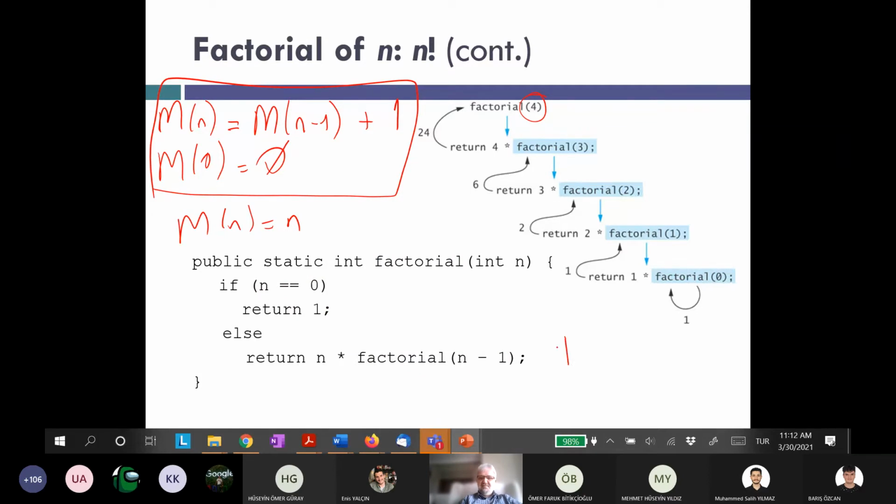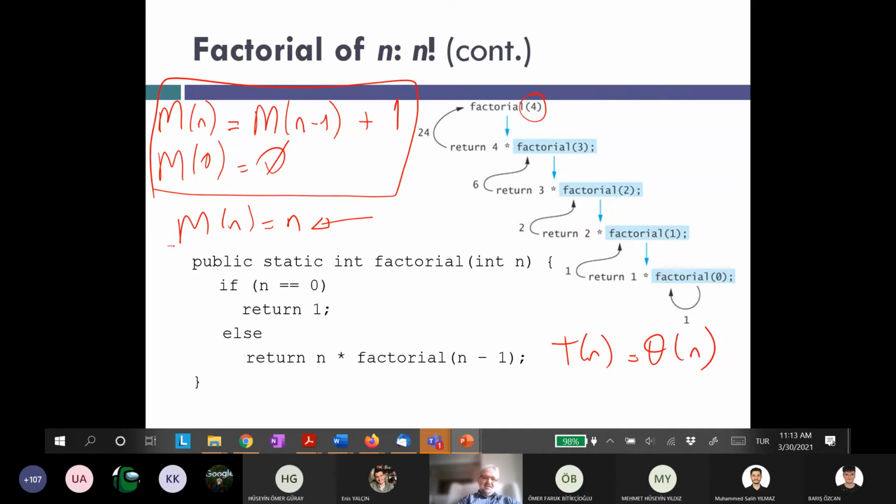And what is the running time? We perform this many multiplications and this many subtractions probably, and this many controls whether n is equal to 0 or not, right? And the total running time will be theta n.